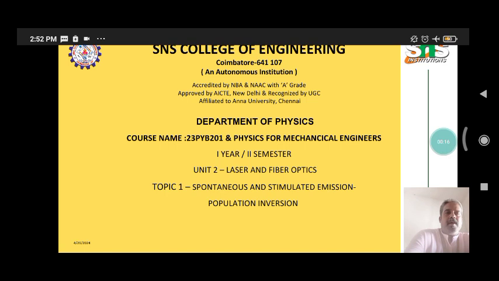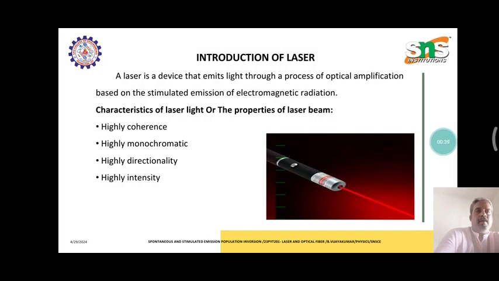Today I am taking Physics for Mechanical Engineers, the recent 23 syllabus, Unit 2, Laser and Fiber Optics. The first topic of Unit 2 is spontaneous and stimulated emission, and also population inversion in a laser. First we discuss what a laser is, as an introduction.